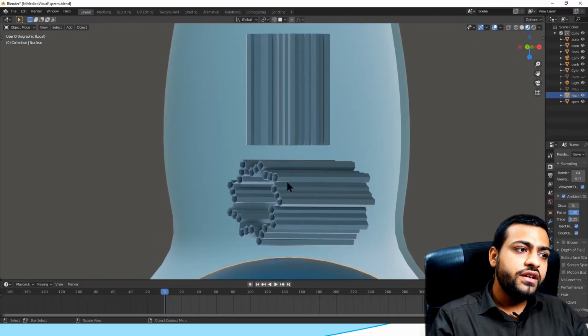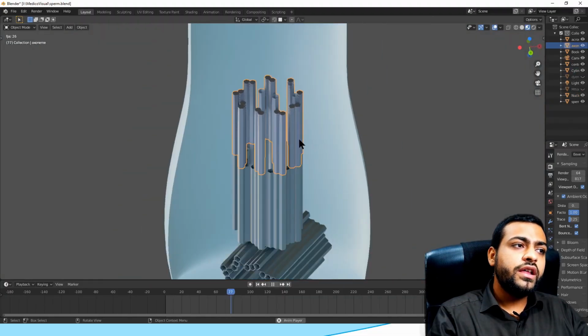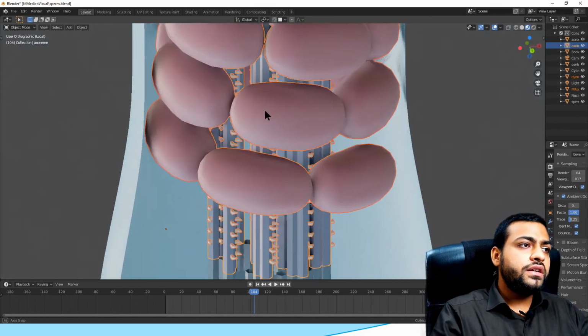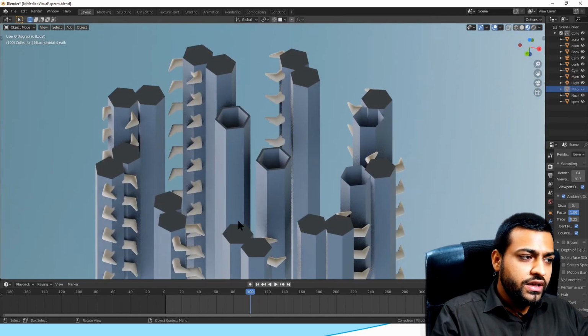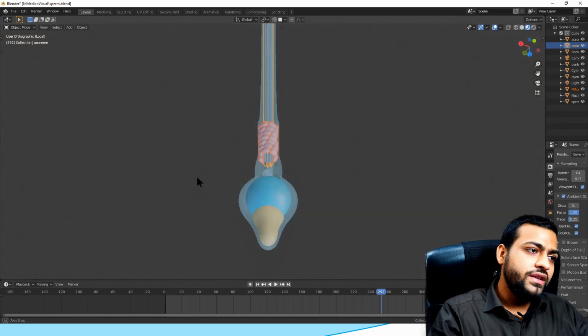Tubulin. We have centrioles. One centriole keeps on elongating, and that is dynein. Rows of dynein proteins. This is a complete spermatozoa.